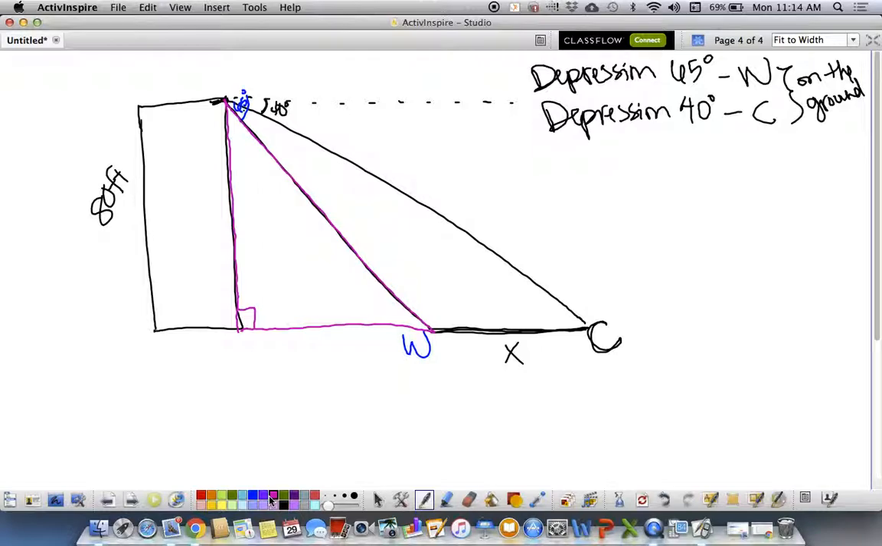Stop making it harder. You know a number. Take the number you're given. Is that number inside the triangle? Yes, it's at the W. They are the same. Alternate interior angles will always be the same.